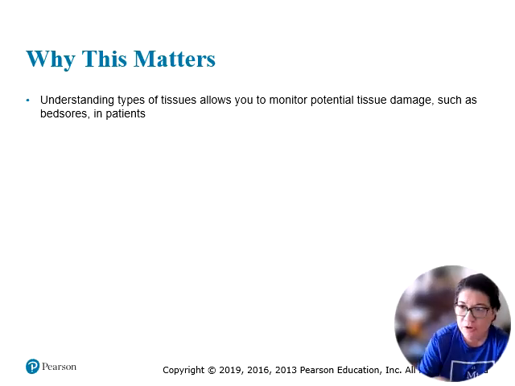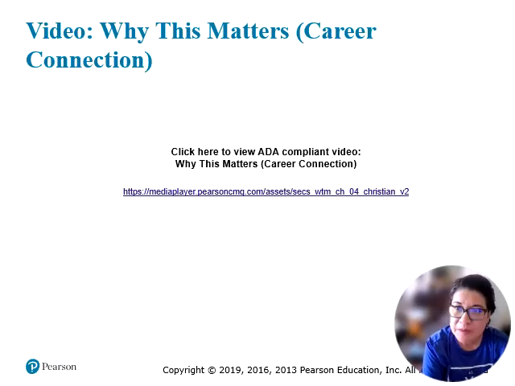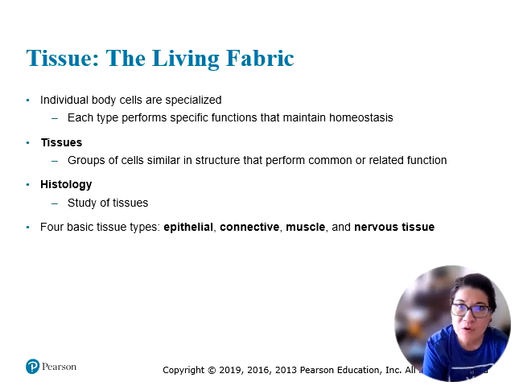And so if the structure of the tissue is damaged, like in bed sores, then the function will also be damaged. All right, so body cells are specialized, so we have different types of cells for different organs and tissues. And remember that all of our cells have the same DNA, but different genes are expressed to cause the different structures to be made.